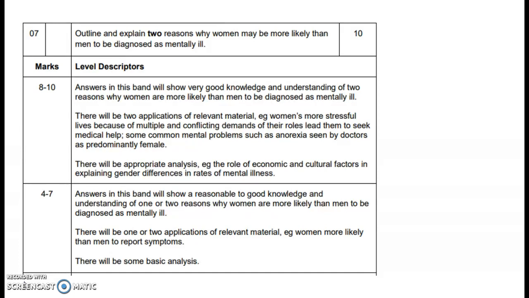And the analysis is important here. So the AO3 mark necessarily has to come from evaluation. Whilst I would encourage you to put a line or 2 of evaluation in just to make sure, the analysis is using those phrases such as this means that, this shows that, and it's breaking down why those gender differences are causing the mental illnesses. So using those phrases allows us to unpick what's going on here.